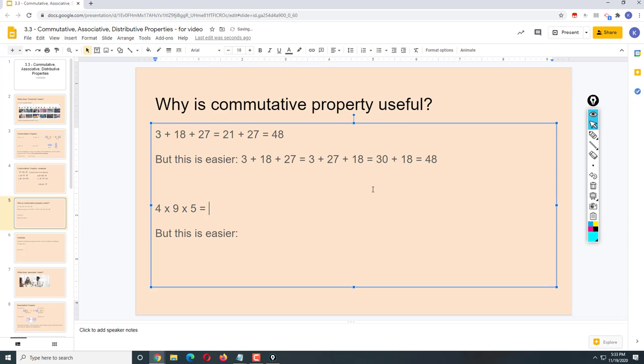Instead of saying 4 times 9 times 5, which is 36 times 5, which is 180, it's easier if we do 4 times 5 first. That's 20 times 9. 2 times 9 is 18. So 20 times 9 must be 180.